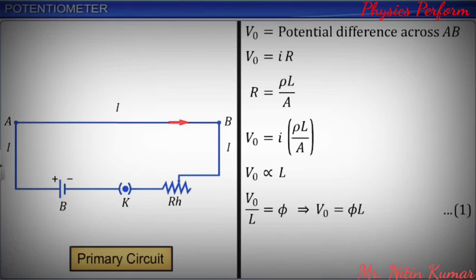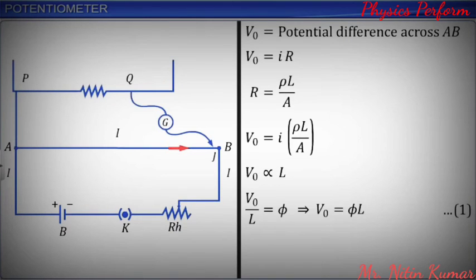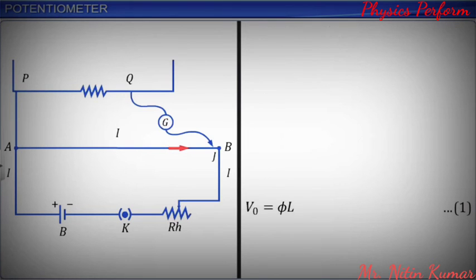If we need to measure the potential difference across a resistance in a circuit, we connect endpoints P and Q of the resistance to the primary circuit. Point P of the resistor is connected to point A of the primary circuit. As the connecting wire does not have any resistance, the potential at point P is the same as that at point A.